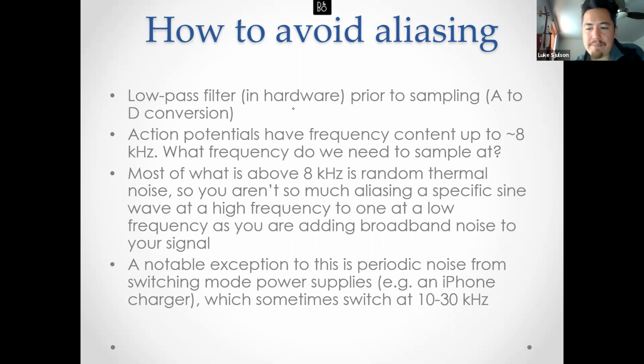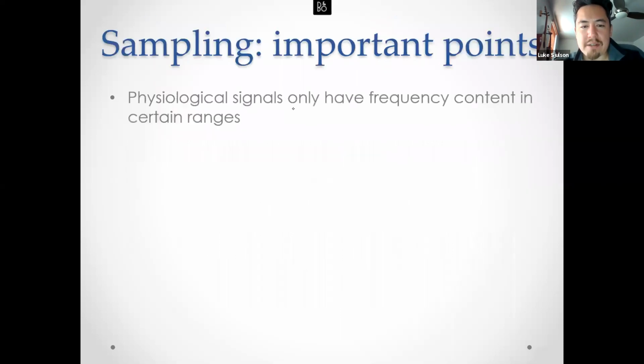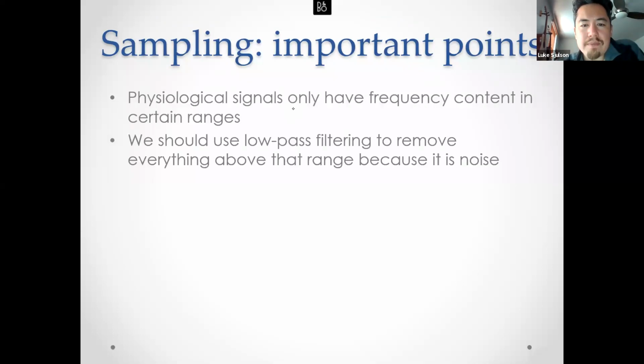So anyway, that's a somewhat clever application of this. So, all right, sampling. We only have frequency content within certain ranges. Okay, we have to use low pass filtering to remove everything else. Trying to think of exceptions to that.